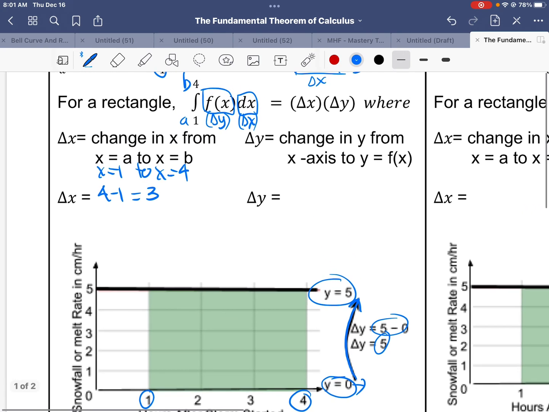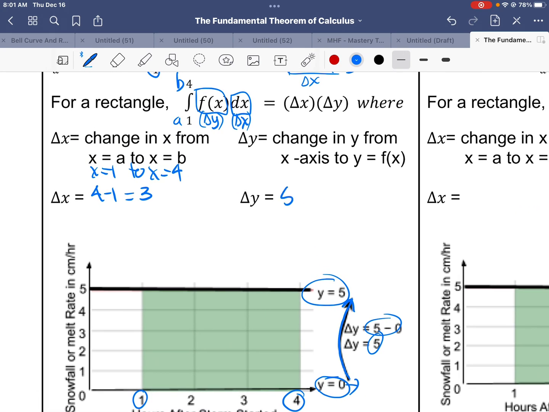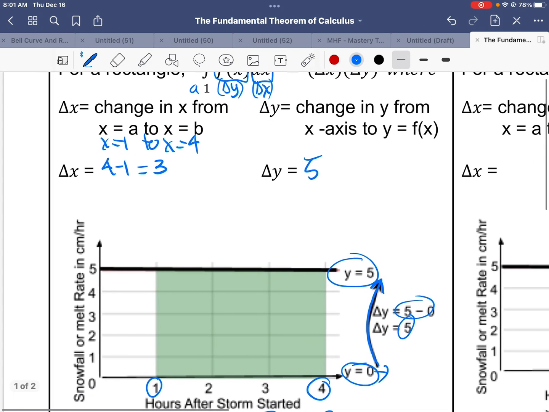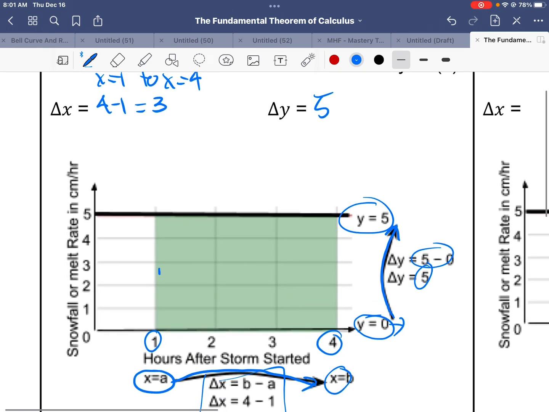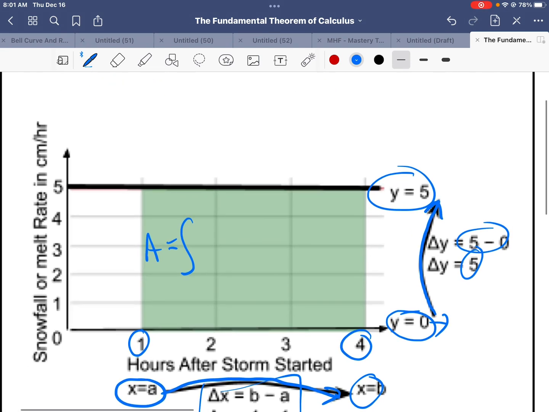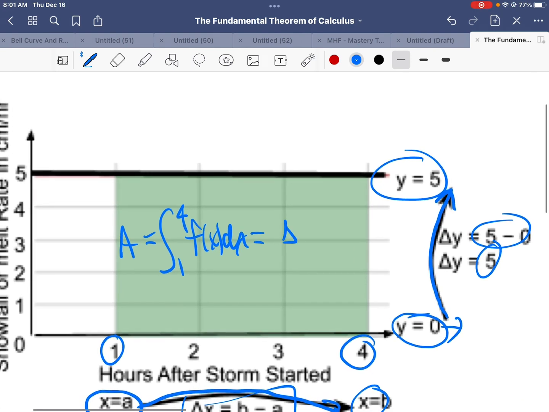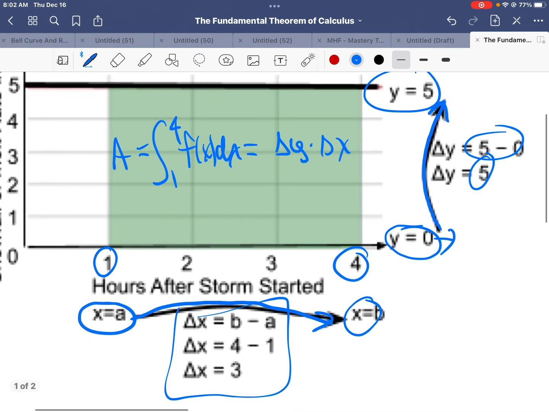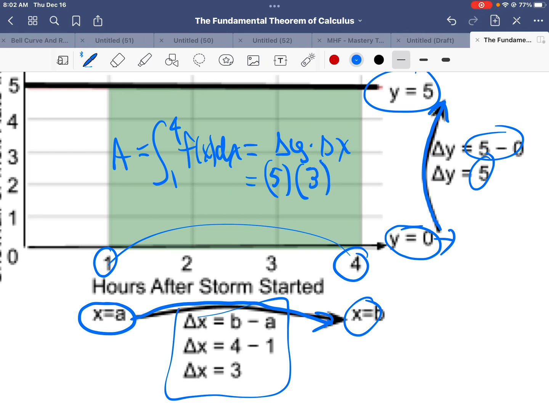So then what is the area? Well, I know that this is 5. So that tells me that the area, which is the integral from 1 to 4 of f at x dx, just equals delta y times delta x multiplied together because it's a rectangle. In this case, delta y is 5. Delta x is b minus a, which is 4 minus 1, which is 3. So the area is 15. Okay, the area is 15.